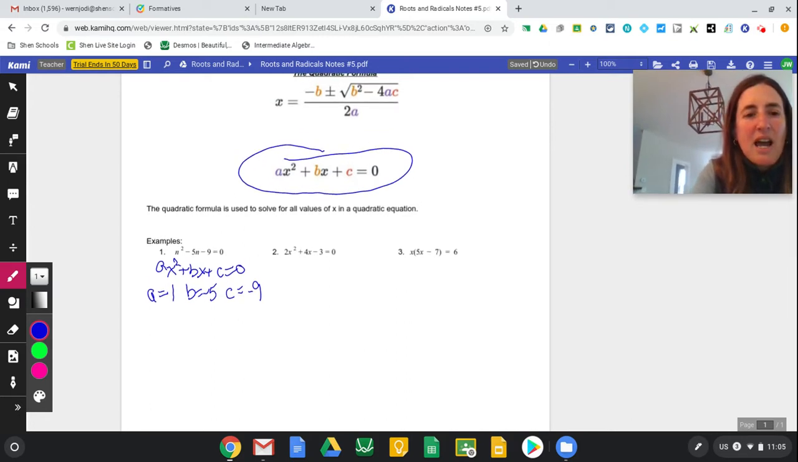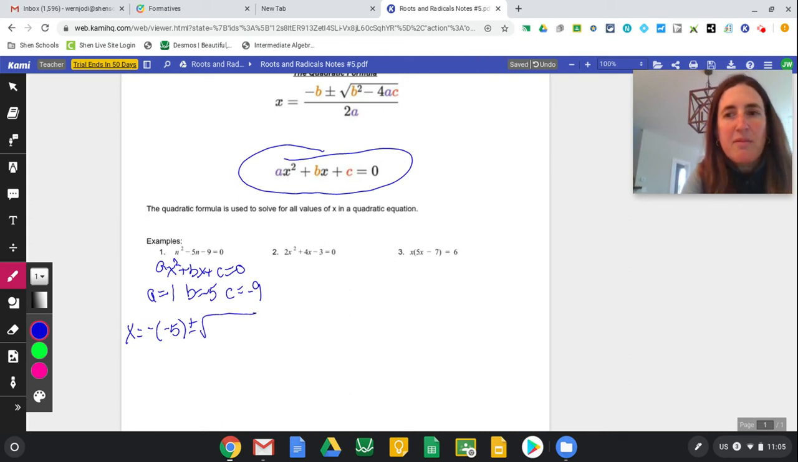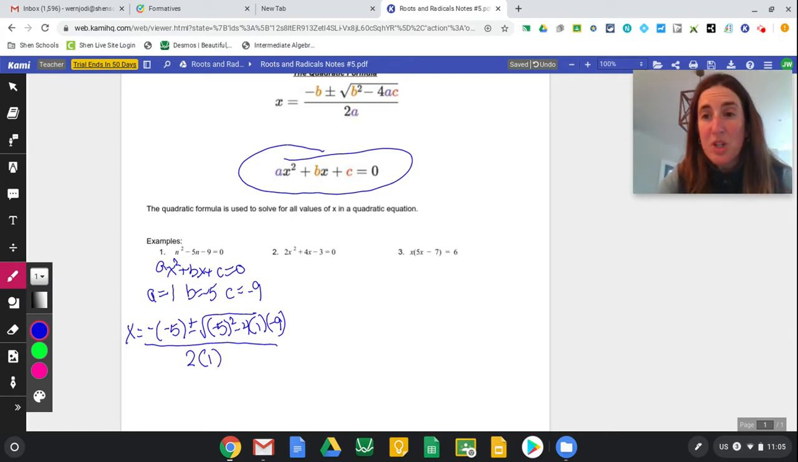So back up at the top, we have x equals negative b. Well, that's negative 5, so we know that's going to turn into a positive. Then we write plus or minus square root of b squared. Well, b is negative 5 squared, minus 4, a is 1, and c is negative 9, divided by 2 times a, which is 1. So the first step is to substitute all your values for a, b, and c in the appropriate spots in the formula.